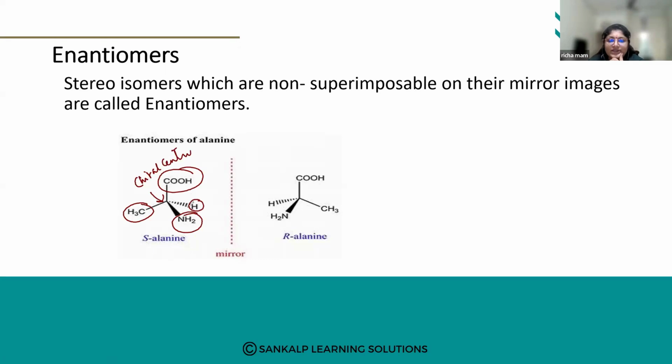These are the stereoisomers which are non-superimposable. Here they have taken the mirror image. Now if I put this on this, the CH3 will come here, but here it is a hydrogen; here the hydrogen is there, but here it is CH3. So they are not superimposable on their mirror images. Then they are called enantiomers. Very important. They will ask you the question, what are enantiomers? Give an example.